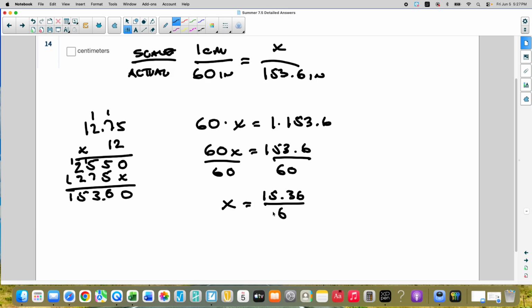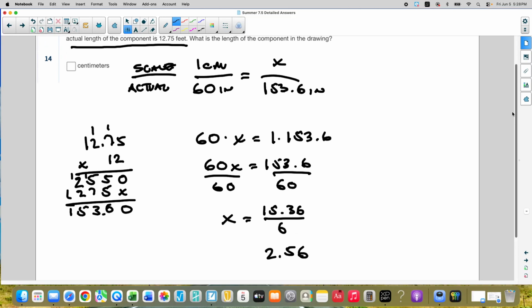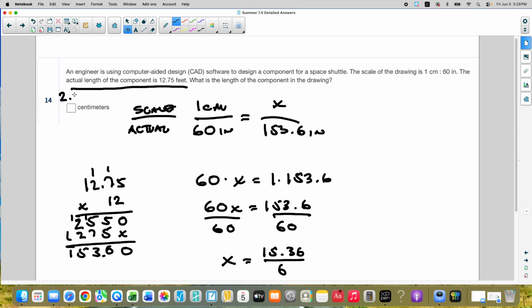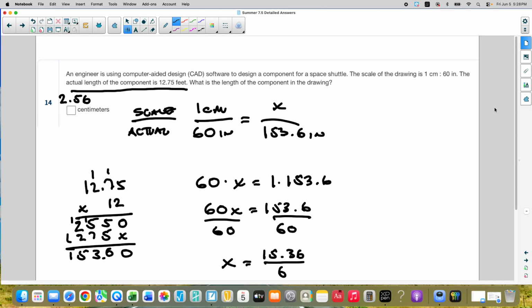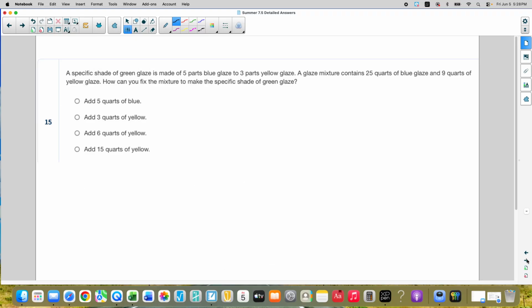15.36 divided by 6. And 6 goes into 15 2 times, with 3 left over, that goes in 5 times, with 3 left over, 6. So I'm going to say that it's actually 2.56 centimeters on the drafting board, on the drawing. 2.56 centimeters. We'll check that one too.